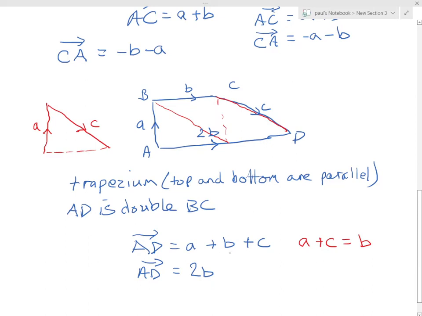So that's why you get two answers. You think, how can that be? All you need to do is just move the line along, and you see that A plus B plus C is in fact the same as 2B.